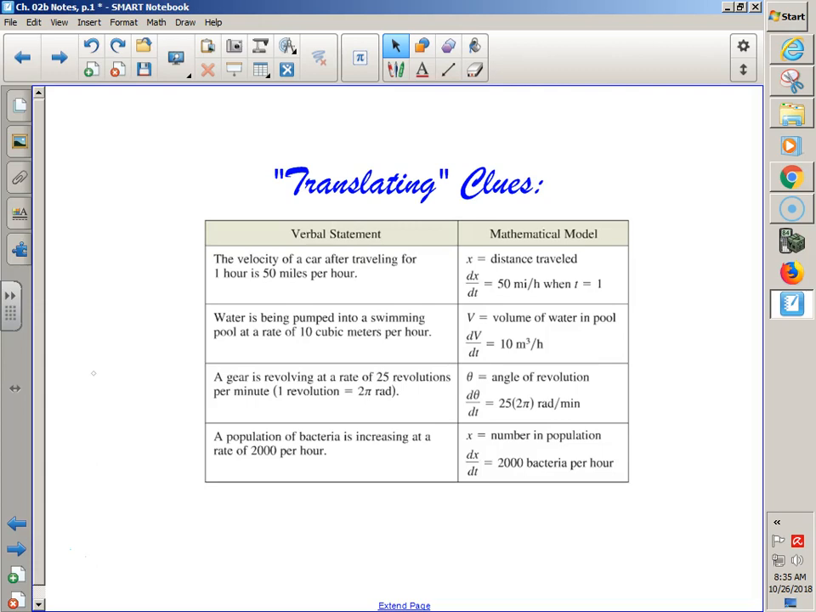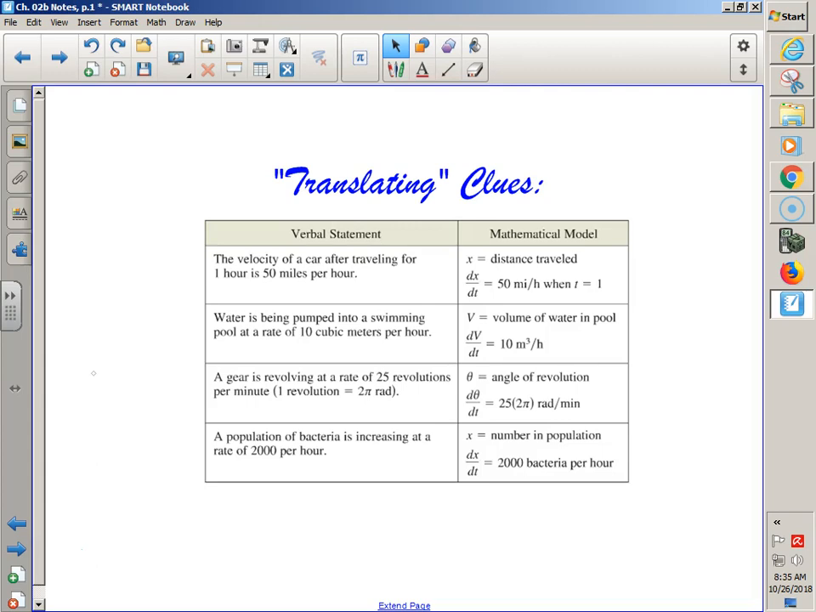The velocity of a car after traveling for 1 hour is 50 miles per hour. We know that we could just say v of t is equal to 50, but another way of saying it is the rate of change of position with respect to time, dx dt, is 50 miles per hour.